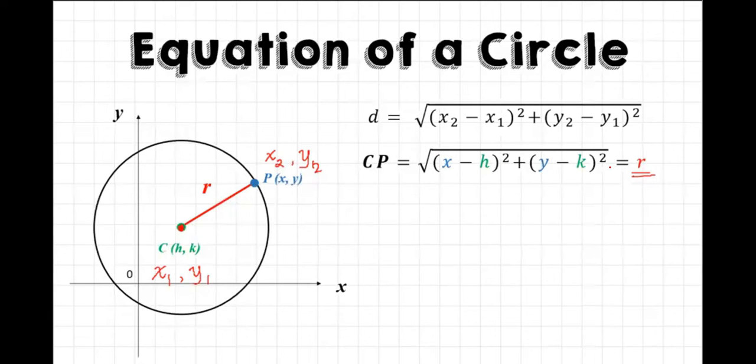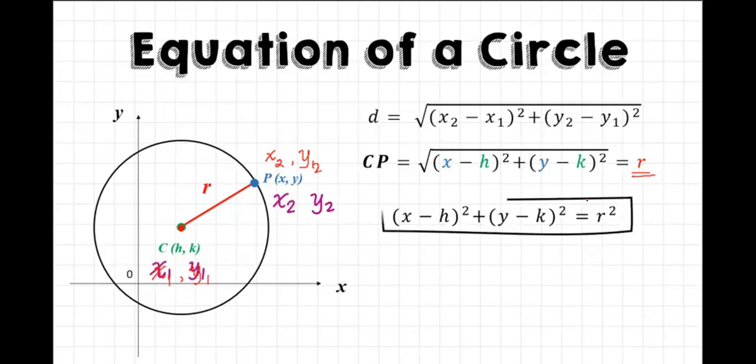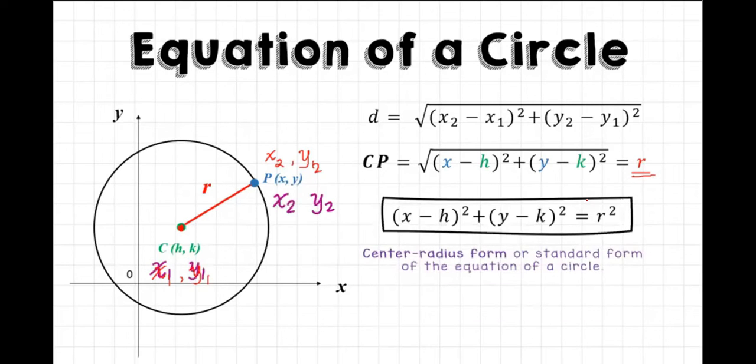Now, gusto natin magkaroon ng equation. So, sa equation natin, hindi natin kailangan ng square root. So, we have to cancel that by squaring both sides of the equation. So, you will be left with x minus h squared plus y minus k squared equal to r squared. This is now your center radius form or tawag nating standard form of the equation of the circle. Note ha, standard.